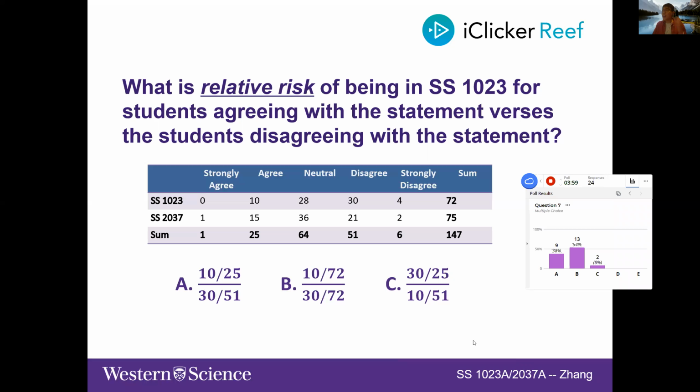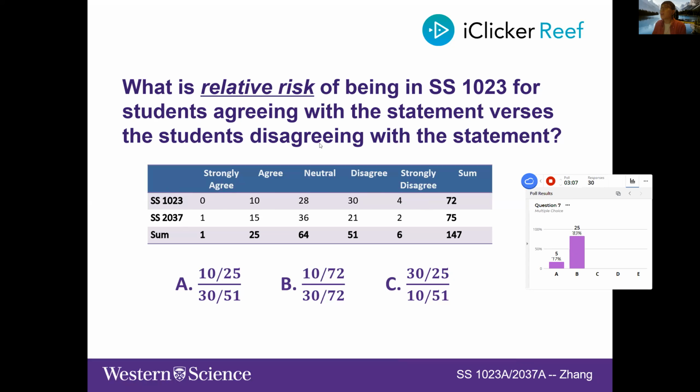I'll give you more time to think about this question. Okay, we have a very diverse response. So first of all, let's look at what's the comparison. Here, what we're trying to compare is the students agreeing with the statement versus the students disagreeing with the statement. So which means we are comparing from this variable, right? So the numerator should look at the conditional distribution of the first row, and our denominator looks at the second row. And what's the event?